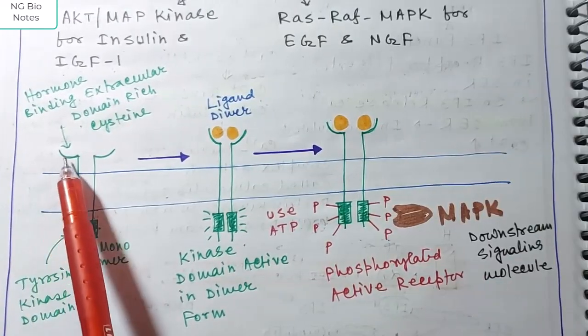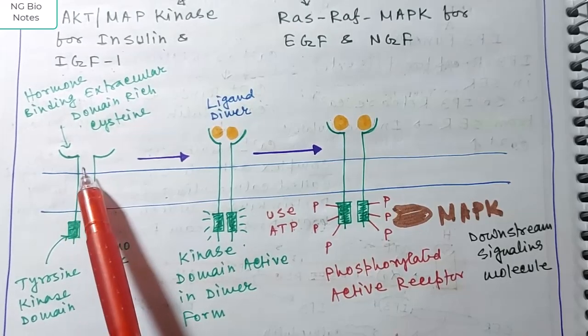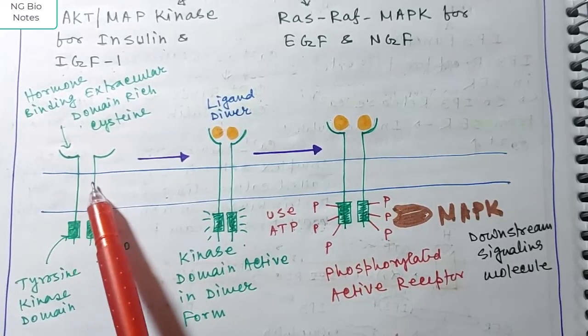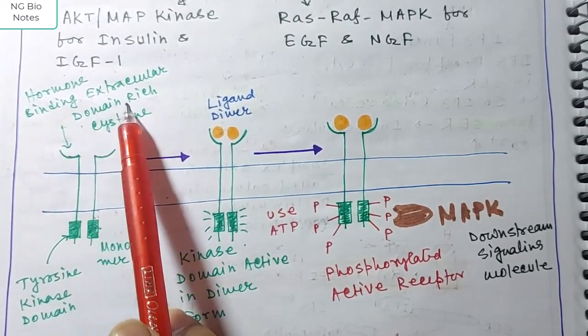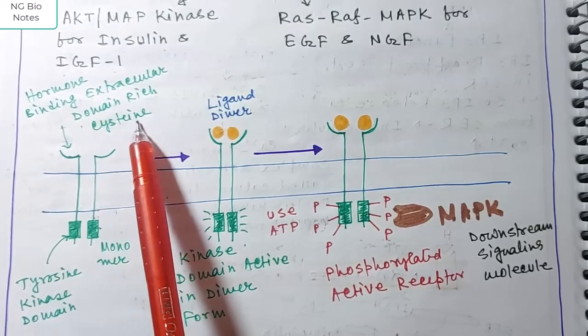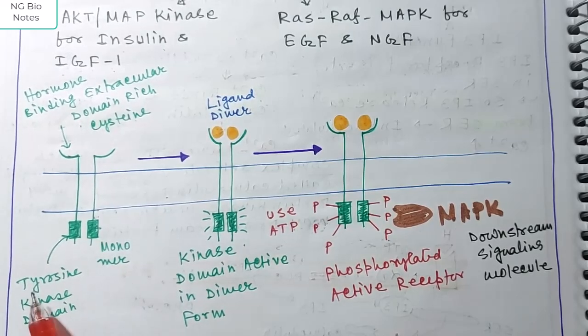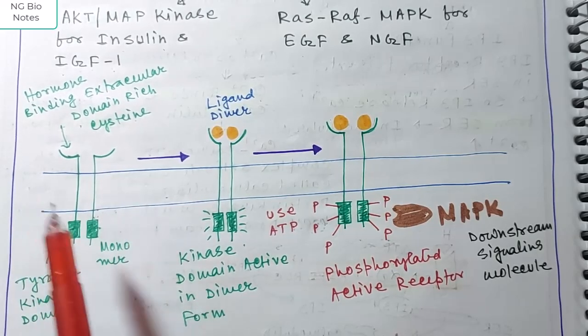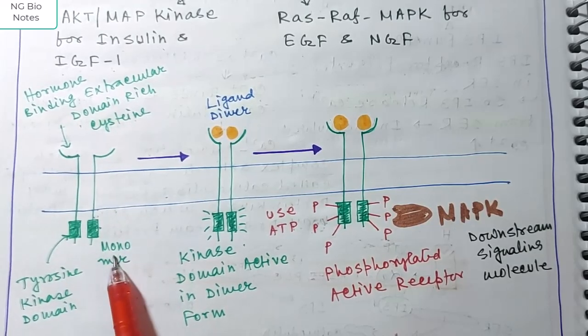It has three regions. One is the hormone binding domain, the middle region remains attached with the plasma membrane, and another is the cytosolic domain. The hormone binding extracellular domain is rich in cysteine amino acid residues, and the cytosolic domain consists of the tyrosine kinase domain, and kinase means any enzyme which can phosphorylate another protein, right? And when these receptors remain inactivated, this type of receptor remains in monomeric form.